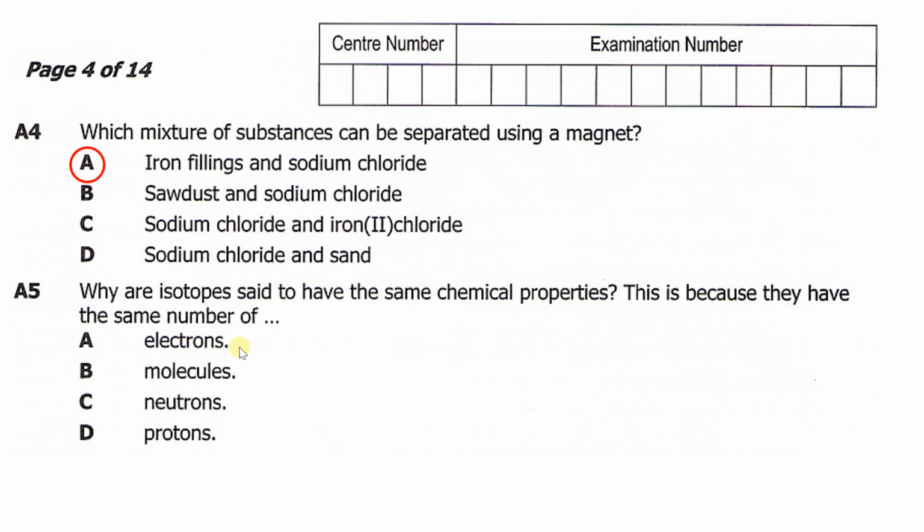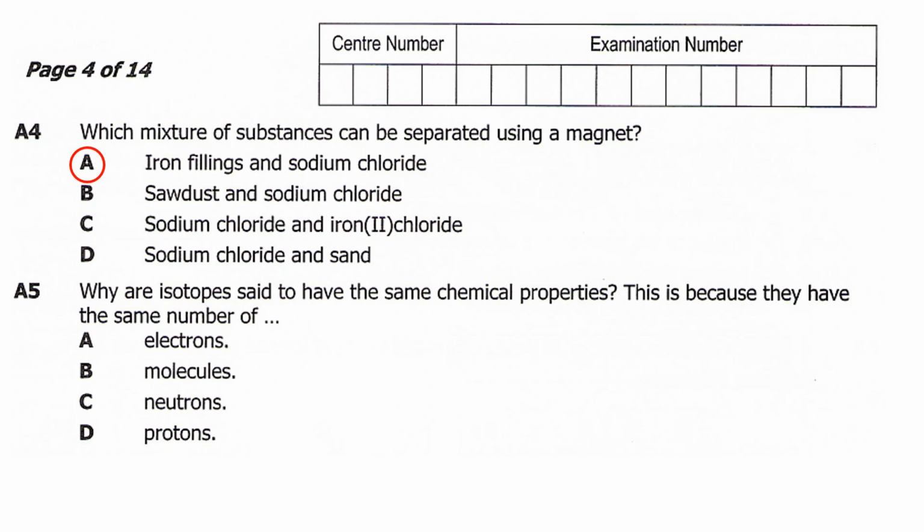All right, so let's go to question A5. A5 says, why are isotopes said to have the same chemical properties? This is because they have the same number of... okay, let's read again. Why are isotopes said to have the same chemical properties? This is because they have the same number of, actually they should have the same number of electrons, because electrons are the ones that determine the chemical characteristics of an atom.